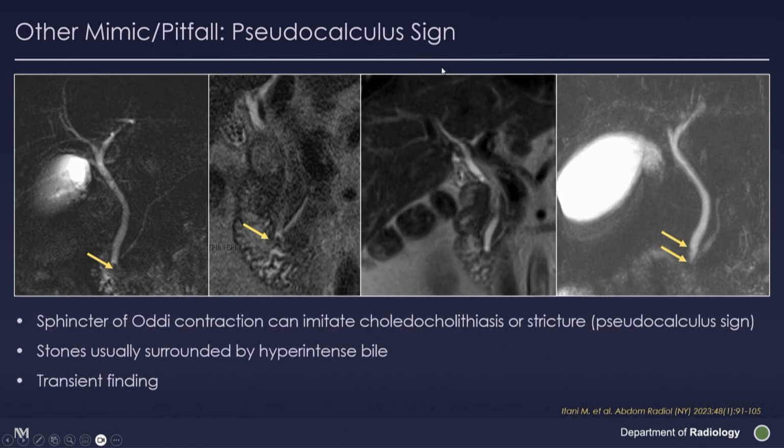Other pitfalls: this is referred to as a pseudocalculus sign. The nice thing about MR is you get numerous images. If you just look at these images, you think there's a stone in the distal duct. There's certainly abrupt termination. But the nice thing is if you wait long enough, you'll see that it's actually due to sphincter of Oddi contraction, mimicking a stone or a stricture. It's referred to as a pseudocalculus sign, and the key feature is that it's transient.